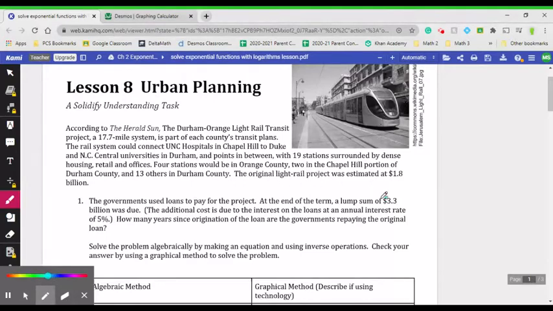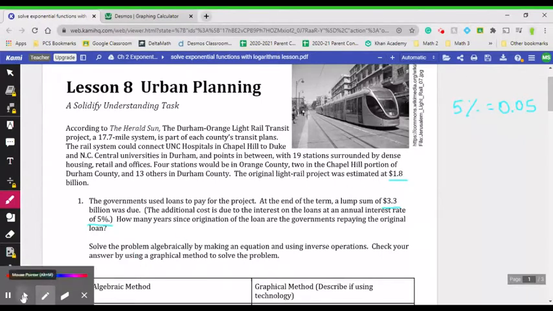So the first thing we need to do is look at what is important. Some important things that were mentioned: the 3.3 where it's ending up, the 1.8 billion that it's starting at, and a 5% increase in cost based on interest along the way. 5% as a decimal is 0.05.